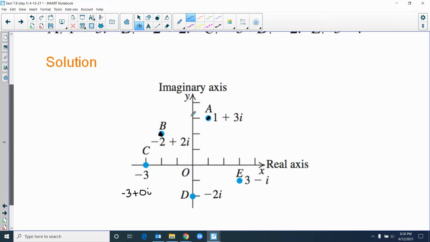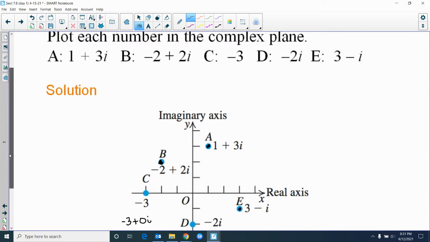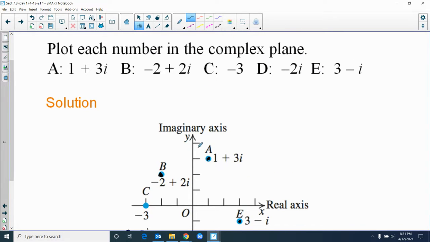Negative 2i is sometimes referred to as a pure imaginary number. You can think of that as 0 minus 2i. And then point E here, 3 minus i: you go over 3, down 1. So that's basically how you plot a complex number, same as you would a normal number. Now our imaginary axis would be the i part.